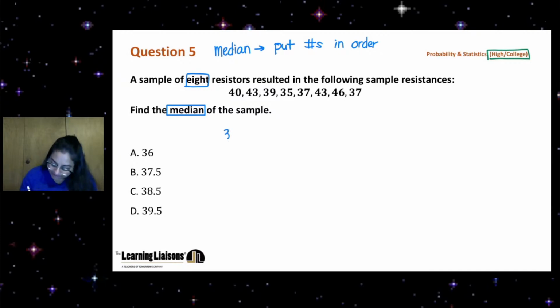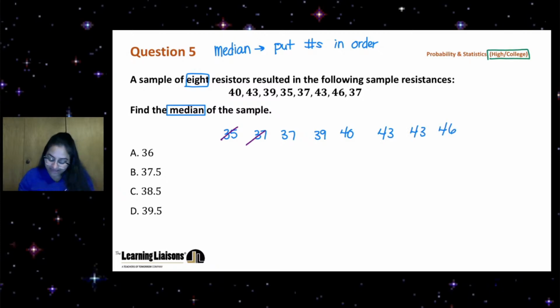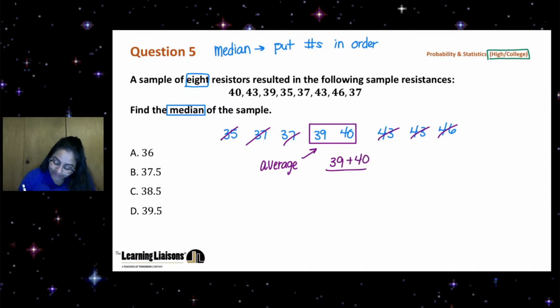So the order that we need to write them in is 35, 37, 37, 39, 40, 43, 43, and 46. Now, go ahead and cross them off. Boom, boom, boom. Okay, I'm left with 2 numbers. I do not list these numbers. There is no way that I list these numbers. That is wrong. I have to do what? When you have 2 numbers in the middle, you take the average of the numbers, which means I have to solve for the mean of those 2 numbers, which states that I'll do 39 plus 40 and divide it by 2. And the number smack dab in the middle of 39 and 40 is 39.5. And that, ladies and gentlemen, is our answer.